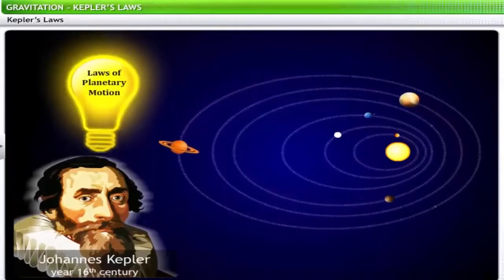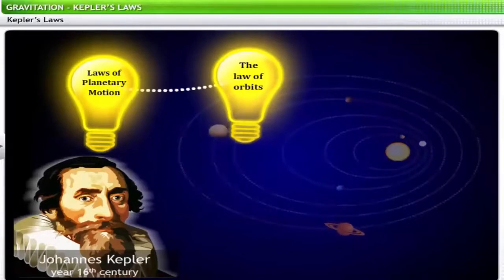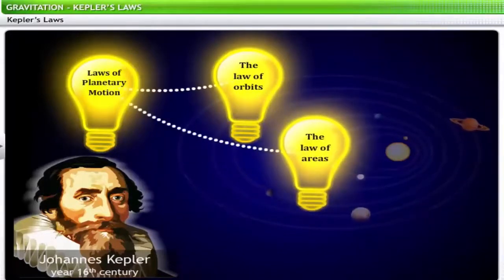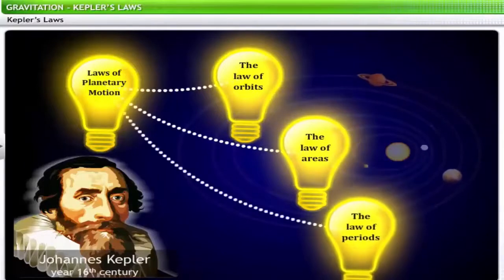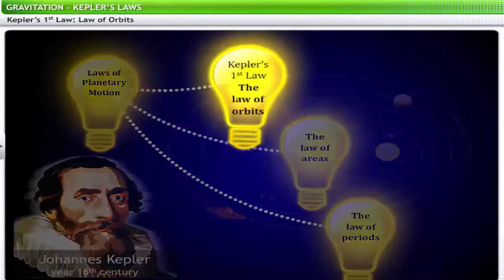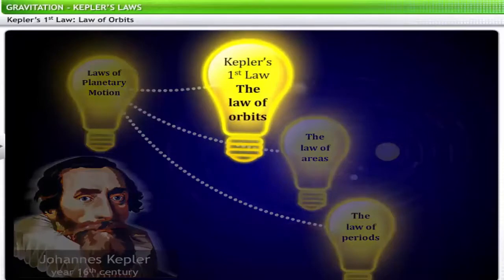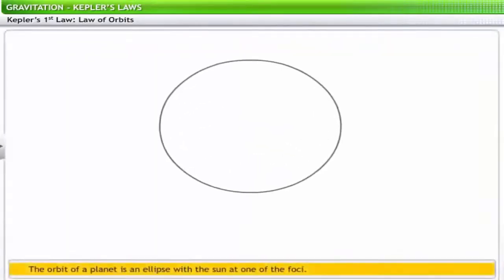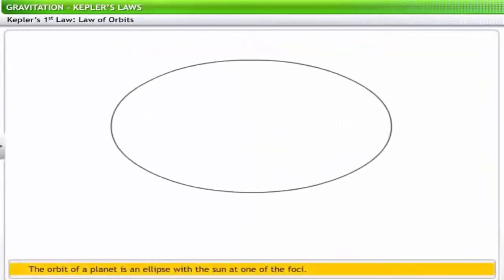Kepler's 3 laws of planetary motion are the law of orbits, the law of areas, and the law of periods. Let's look at each law one by one. Kepler's first law, the law of orbits, states that the orbit of a planet is an ellipse with the Sun at one of the foci.